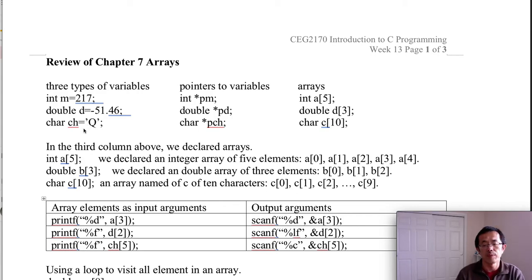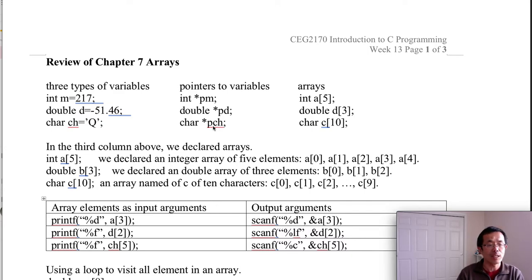Okay, and also we mentioned we may have pointers. Pointer is the address of the variable or the address of the memory. So you start with the name, put an asterisk before the name of the variable, which indicates PM is a pointer to an integer type of variable. And similarly, PD is a pointer to a double type of variable. PCH is a pointer to a char type variable.